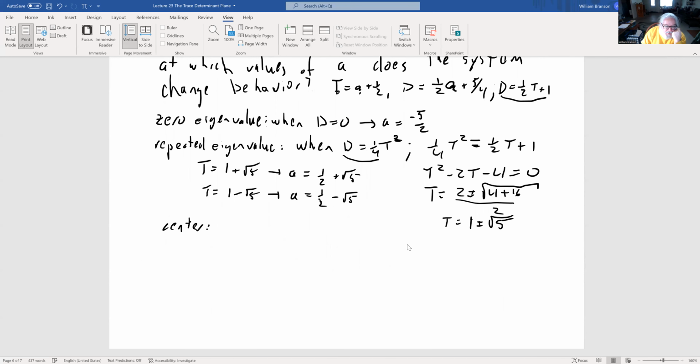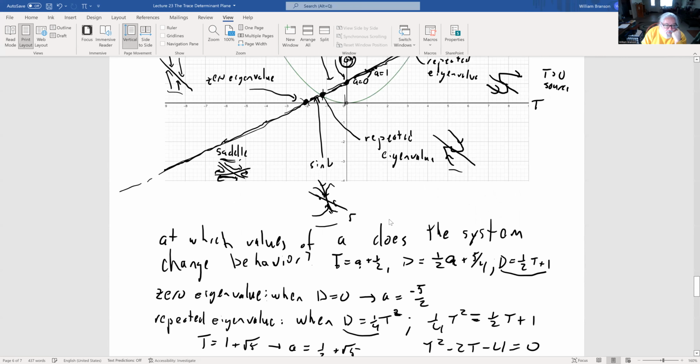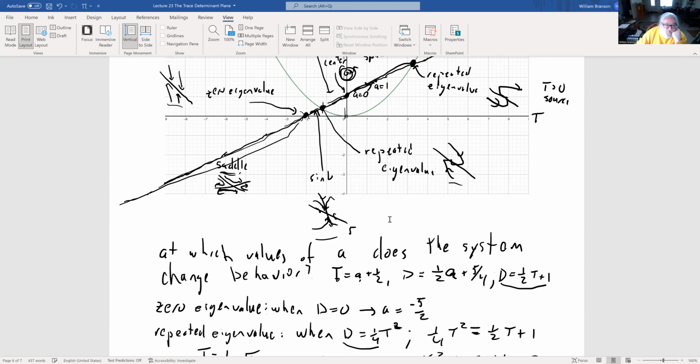And that's where t equals 0, or a equals minus 1/2. So what can we say about this then? From minus infinity to the 0 eigenvalue, which is minus 1/2, minus 5/2 is a saddle. So our system all the way up to here is a saddle.